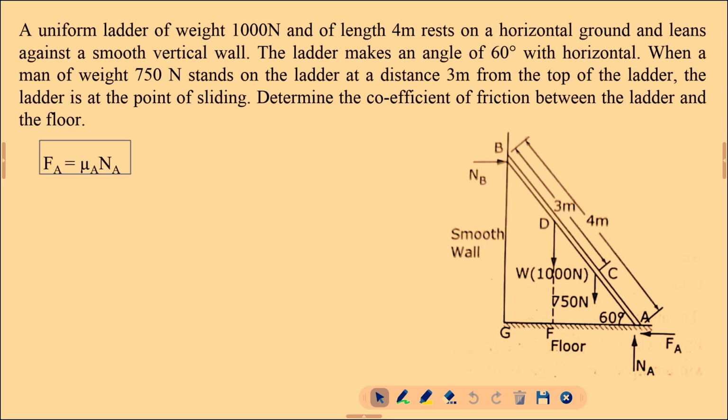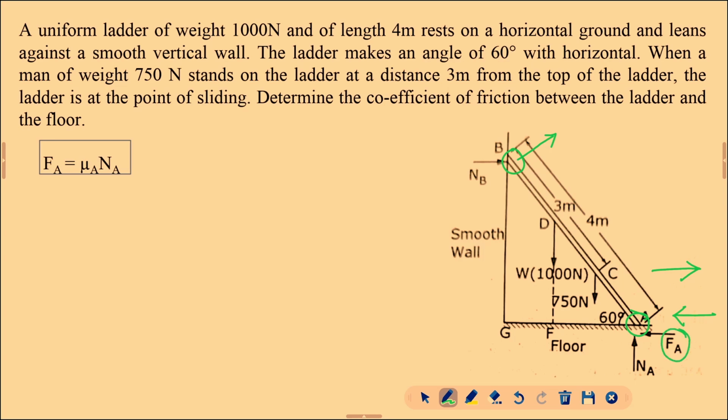So, first, at the bottom, consider the question. They said horizontal ground and leaning against a smooth vertical wall. Because of the smooth condition, there is no friction, so only at the bottom is there friction. If it starts sliding, it will move in this direction and the frictional force will take place in the opposite direction.